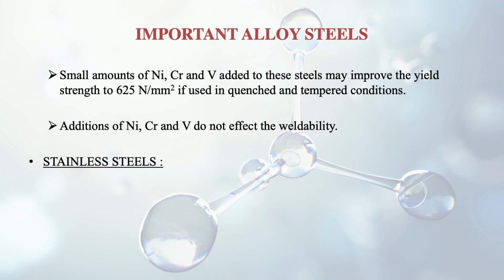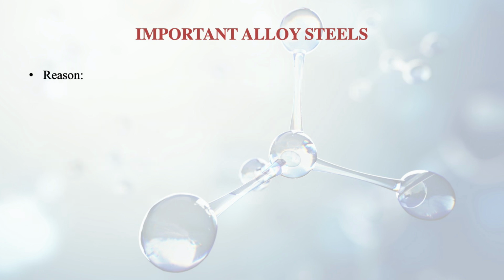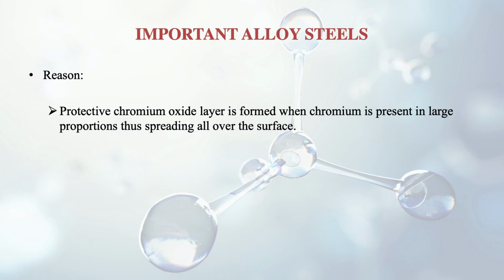After discussing structural steel, we shall now discuss stainless steel. The best property of this kind of steel is resistance to corrosion. And why is it so? The reason is that a protective chromium oxide layer is formed, and this chromium, if present in large proportions, helps to form this layer, which spreads all over the surface.